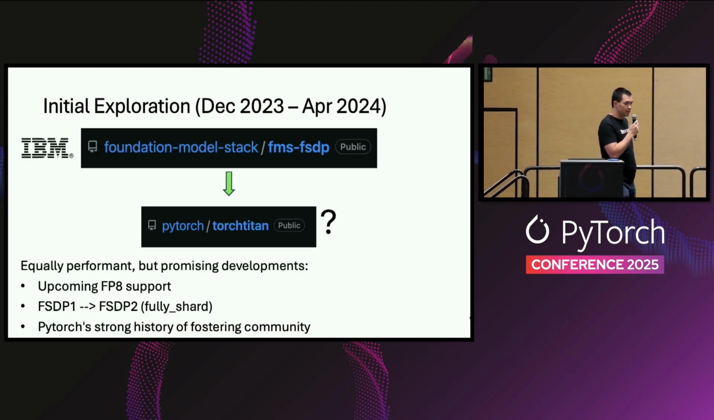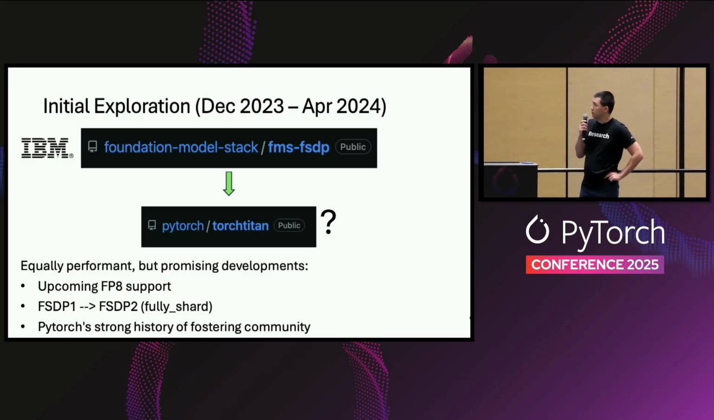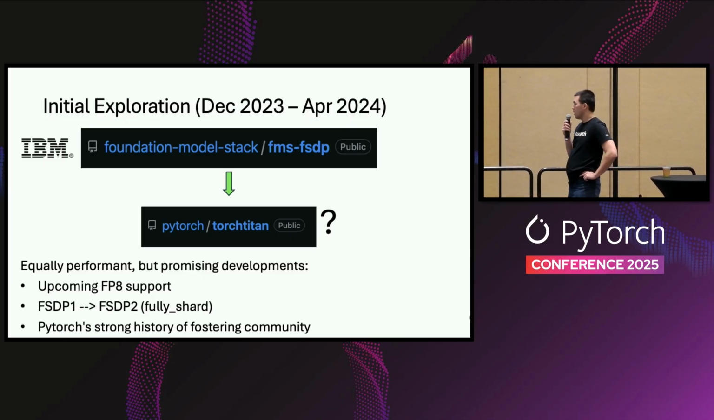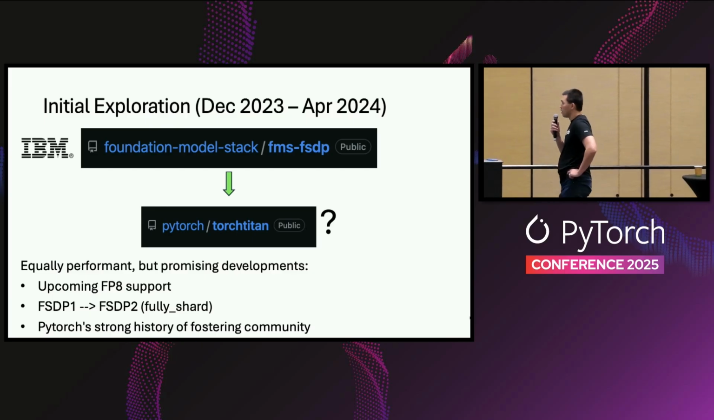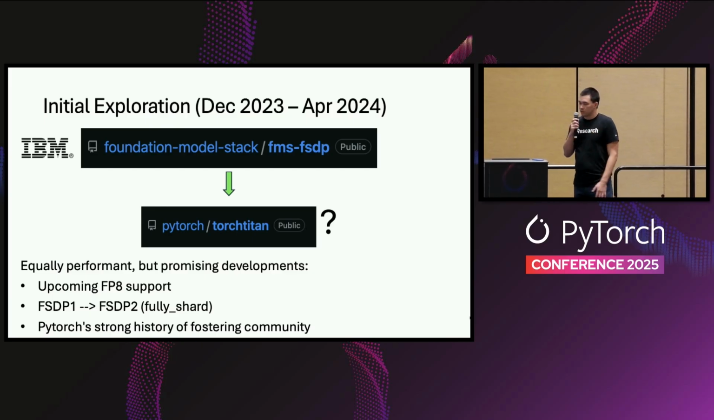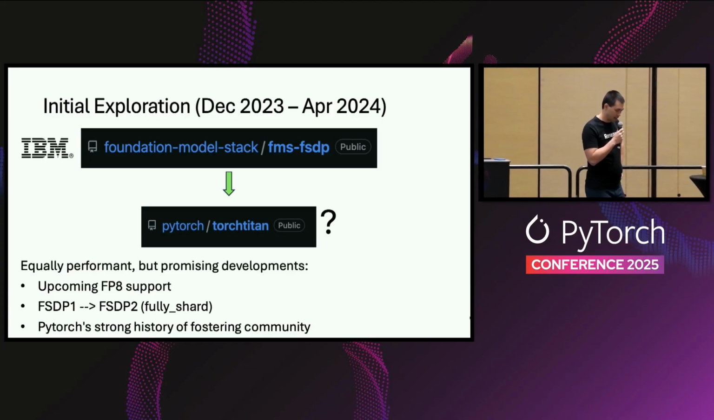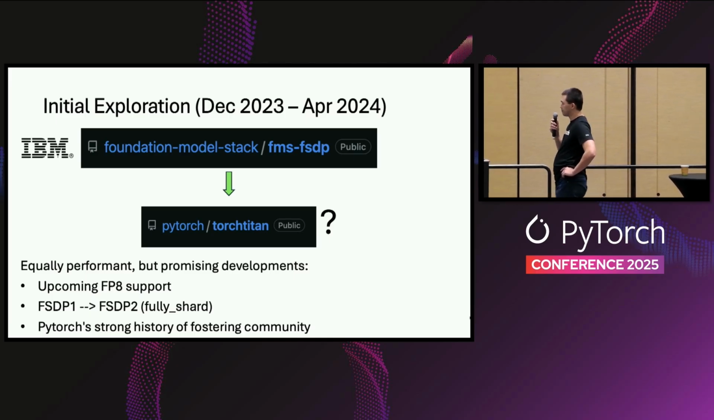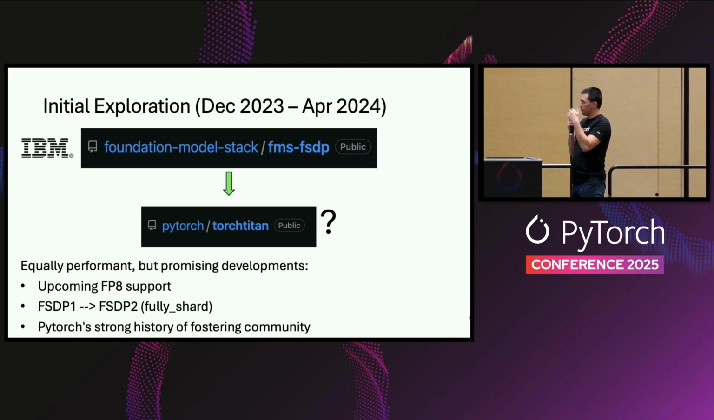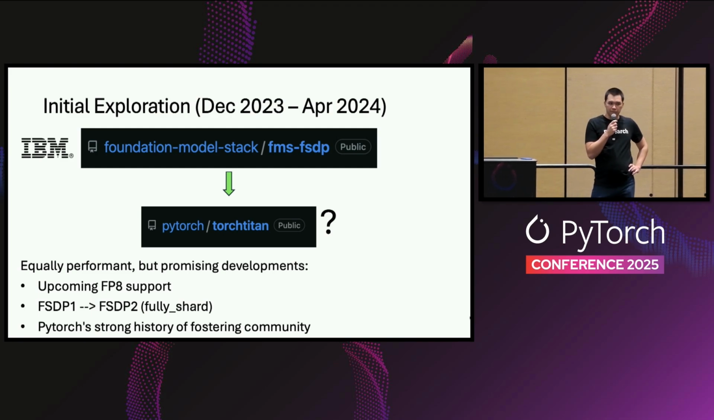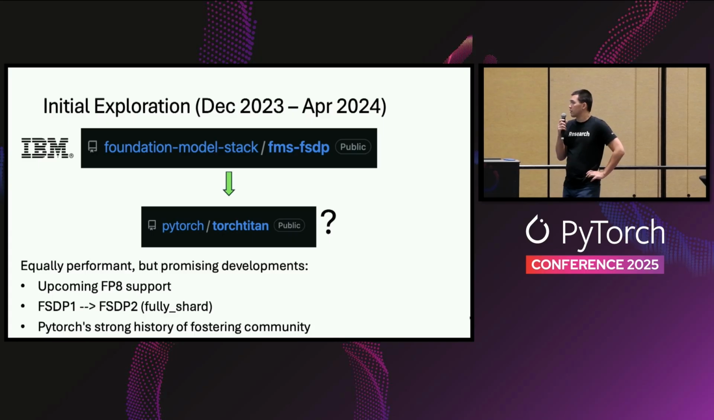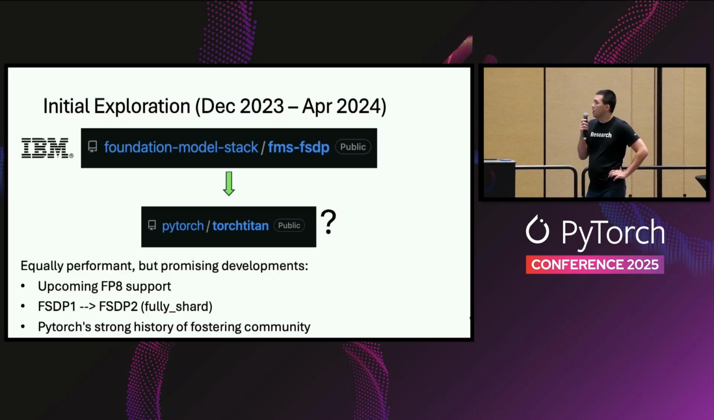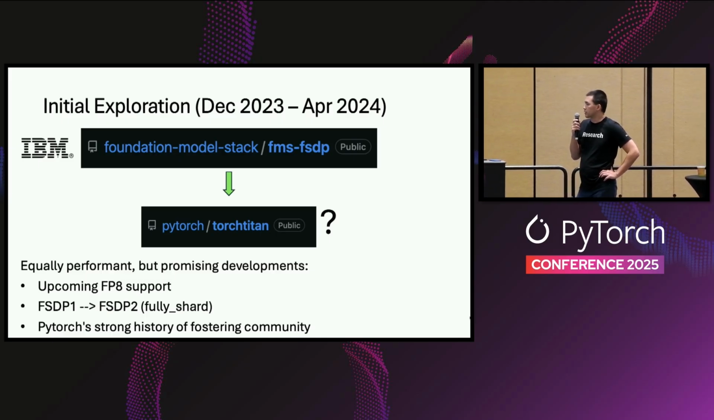And so in this early period, at IBM Research, we have our own open-sourced training stack, FMS FSDP, which we've used again in production runs. And so first, why consider looking at other options here? This was the kind of evaluation phase. And at this time period, when TorchTitan was first coming out, they were equally performant. There was no performance reason to change. They're quite similar in that they were based on fully sharded data parallel, both of them. But there were some really promising developments that were catching our eye.